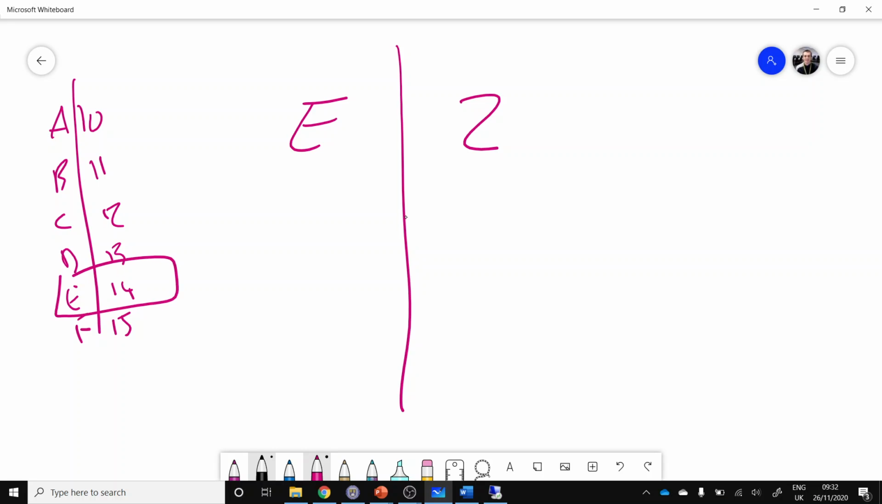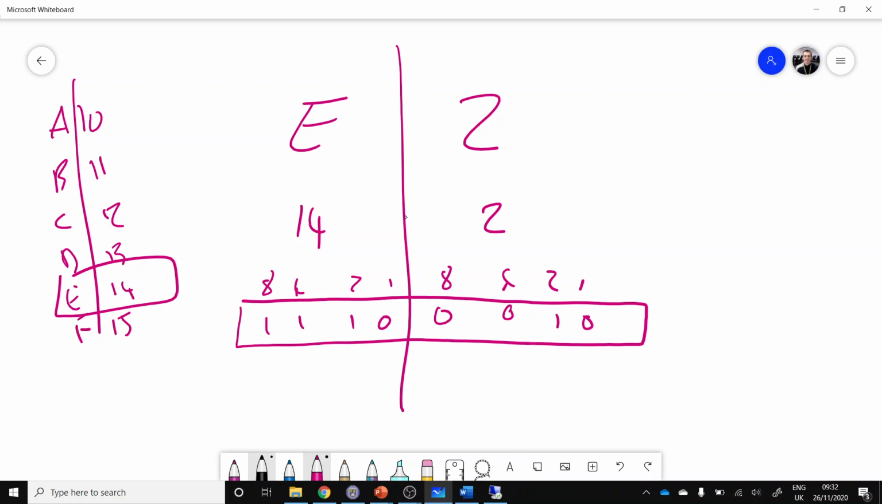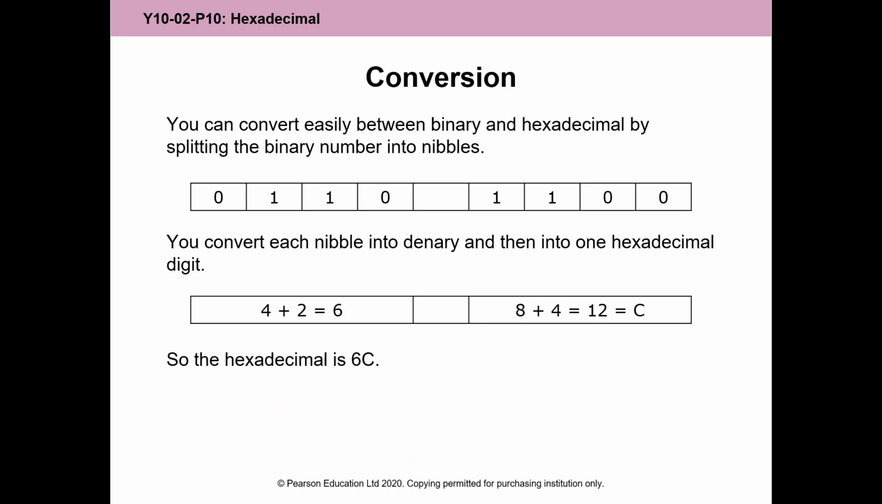So E is 14, 2 is just 2, and then we work them out as a 4-bit binary nibble. So 1, 2, 4, 8, 1, 2, 4, 8. 14 is going to be, well, 8 plus 4 is 12, plus 2, so 1, 1, 1, 0. And then 2, now we have to be careful to do it as a 4-bit nibble. As in, we have to write all the bits, and then E2 in hex is all of those bits together. Does that make sense? Okay, let's go back to the PowerPoint and see what it says.